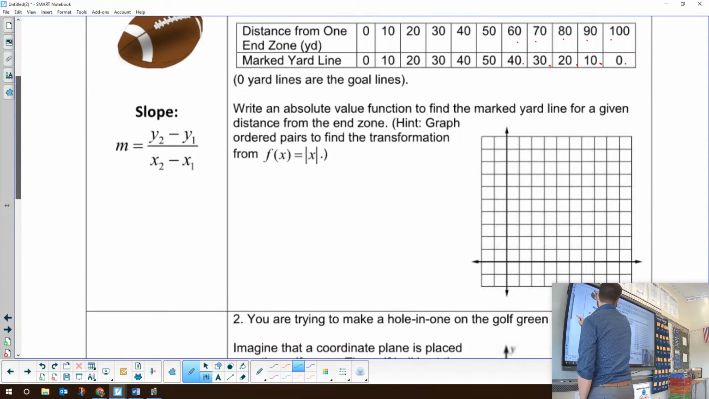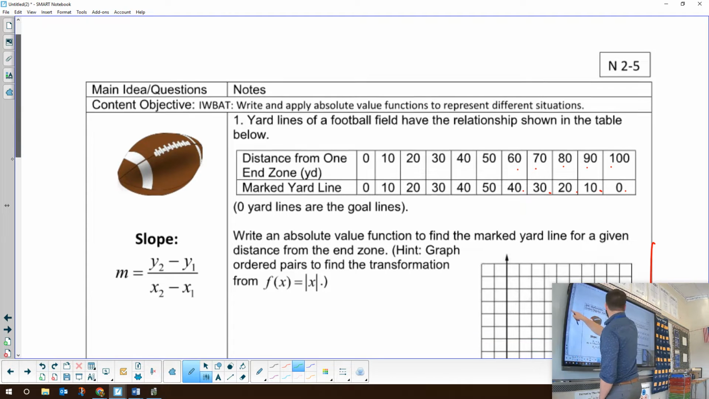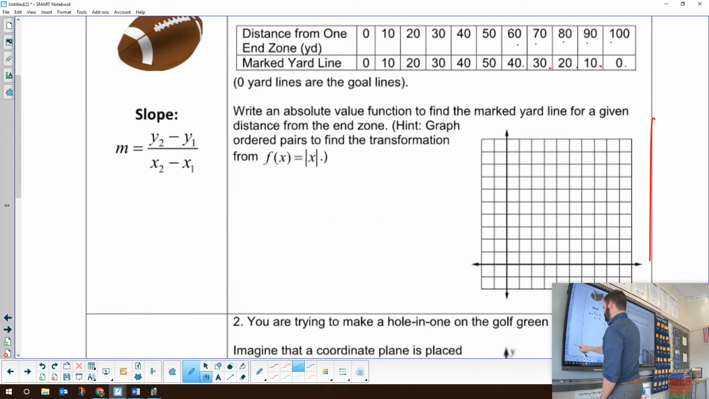So if we take a look at this, I want you to come down here to the graph and we're going to label it. So this, of course, is going to be my x, and this will be my y. We're going to use x to represent the distance from one end zone to the other, and we're going to use y to represent the marked yard line. All right, then we're going to label some points on here. So let's start here. Of course, this is 0, 0, right?